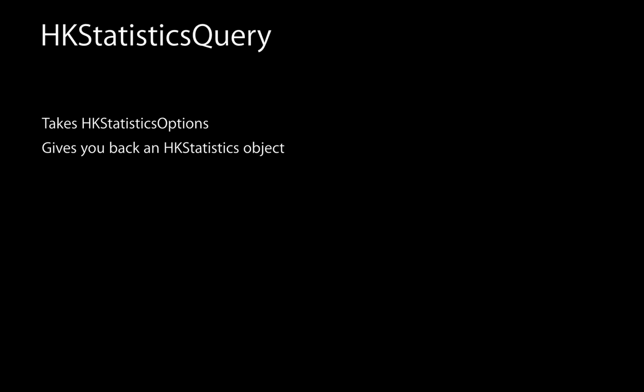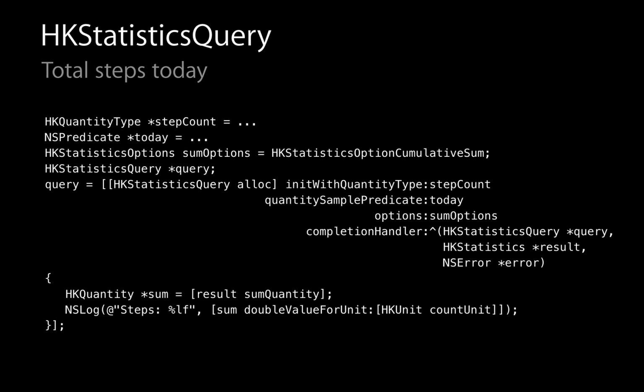This is done through HKStatisticsQuery. Statistics queries take a bit mask of statistics options and return a statistics object. So here's an example of us creating a statistics query. First, we get our quantity type, which in this case is step count. Next, we perform some date calculations to only return objects that happened today. We create our statistics options, which in this case is sum.